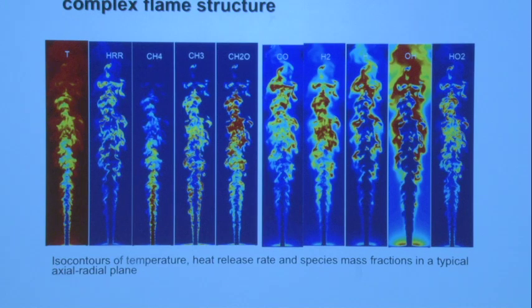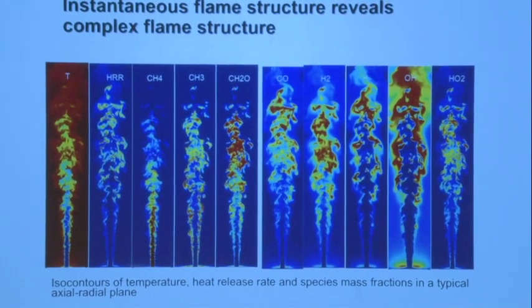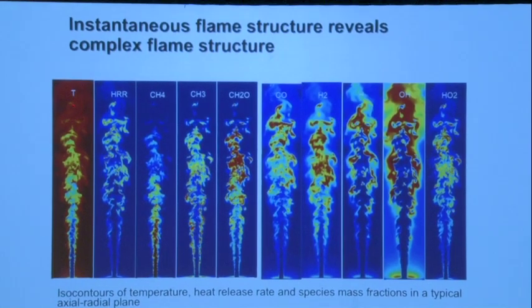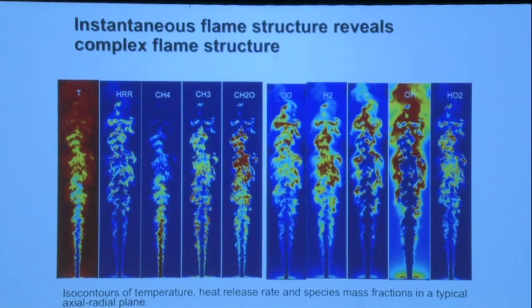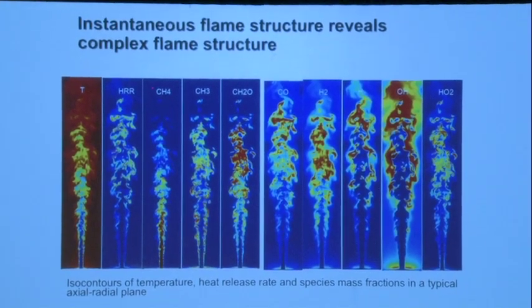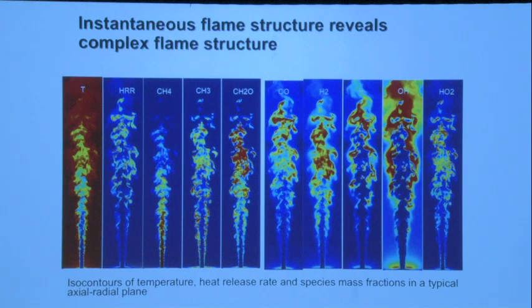So if we look at just the slice through the center of the jet, we can look at all the different temperature and species concentrations. And there's a couple of things to note. Temperature is the leftmost frame. Heat release rate is the second frame. The fuel, methane, is the third frame. And then some of the intermediates that are part of the oxidation process of methane, including methyl radical, formaldehyde, and CO, follow here. And then you have CO and H2, which are part of the oxidation zone of the premixed flame, shown here.